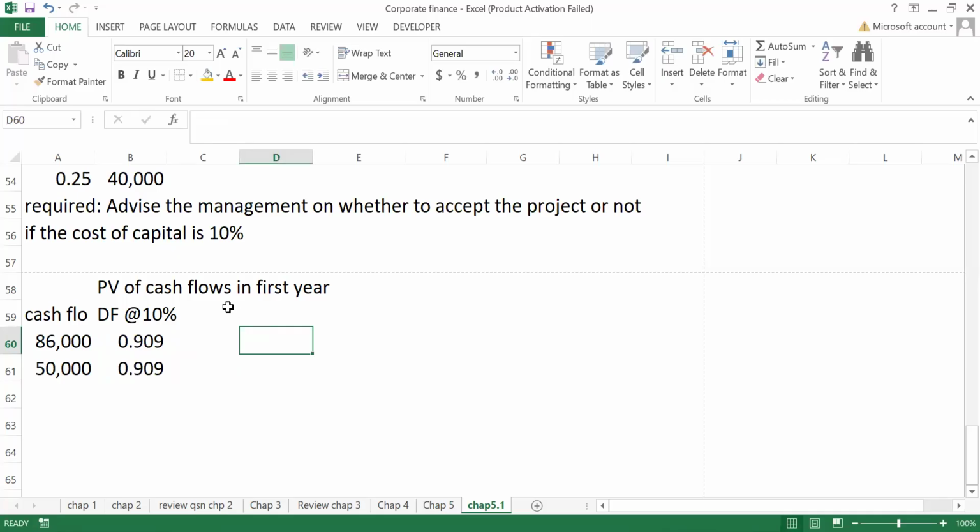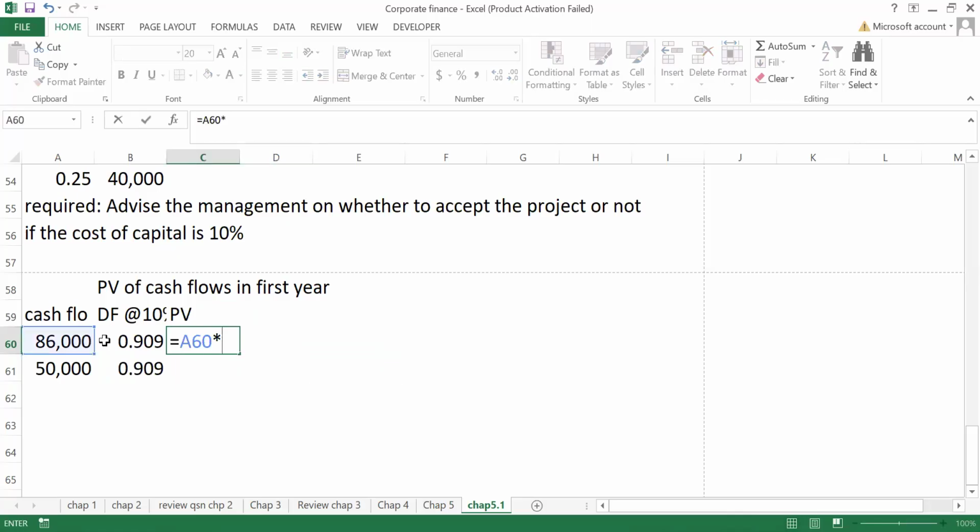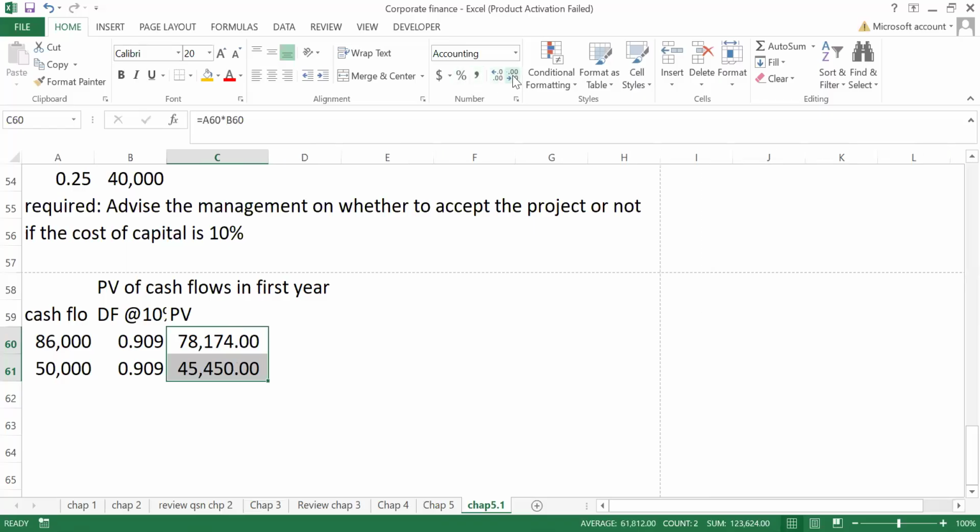So what will be the present value in the first year? Our PV. This times with this. These are the cash flows in the first year, if the economy is where you have a bad and a good.